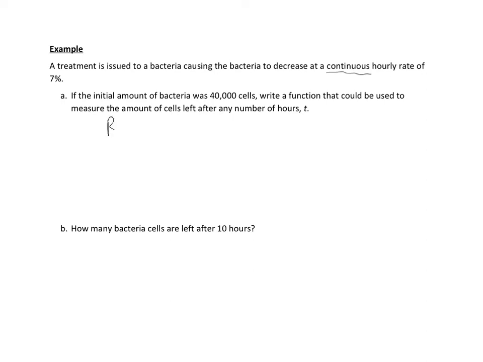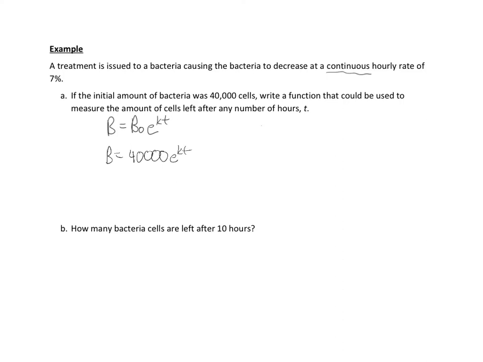So I'm going to use B for bacteria. So the bacteria would equal B naught E to the KT. And I know that I'm using this formula because it's growing continuously. So B naught would represent the initial value. So B equals 40,000 E to the KT.